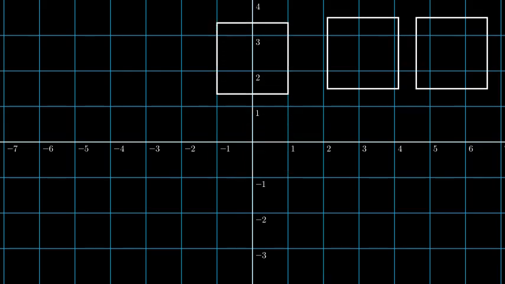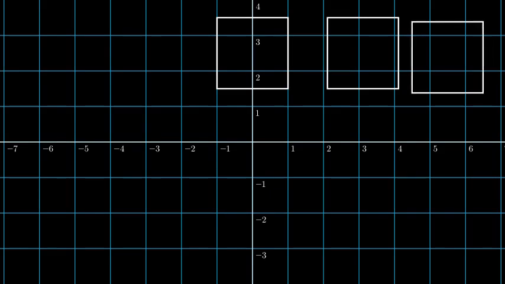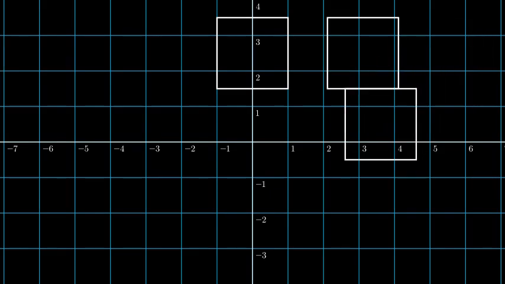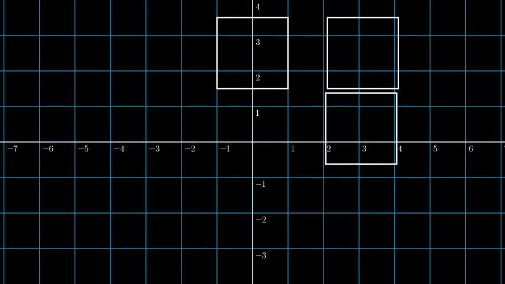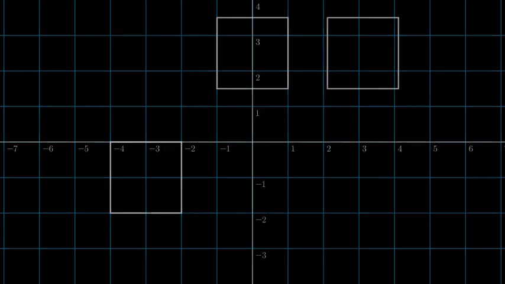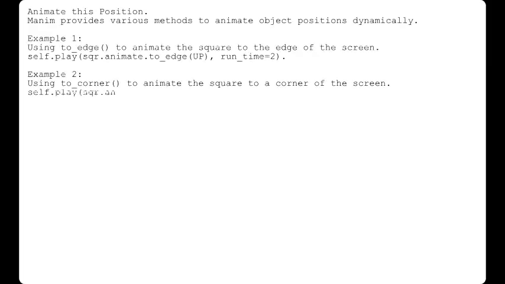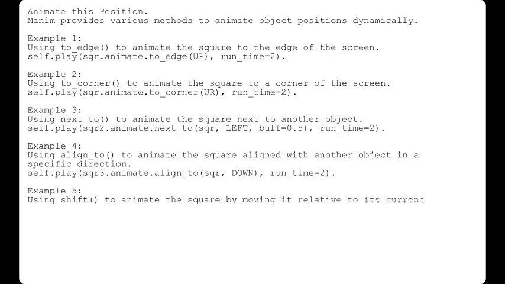4. Using align_to, to animate the square aligned with another object in a specific direction. 5. Using shift, to animate the square by moving it relative to its current position. 6. Using move_to, to animate the square to an absolute position on the screen. Experiment with these methods to create dynamic animations by animating object positions. Now, let's animate the positions of the square using various positioning methods.